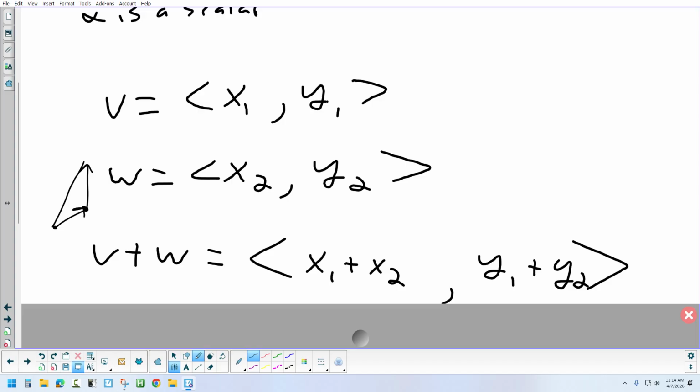To add 2 vectors together, take the horizontal component in the first vector, take the horizontal component in the second vector, and add the 2 together. Take the vertical component from the first, from the second, and add the 2 together. So this formula is going to take the place of doing something like this. We're not going to have to do that now.